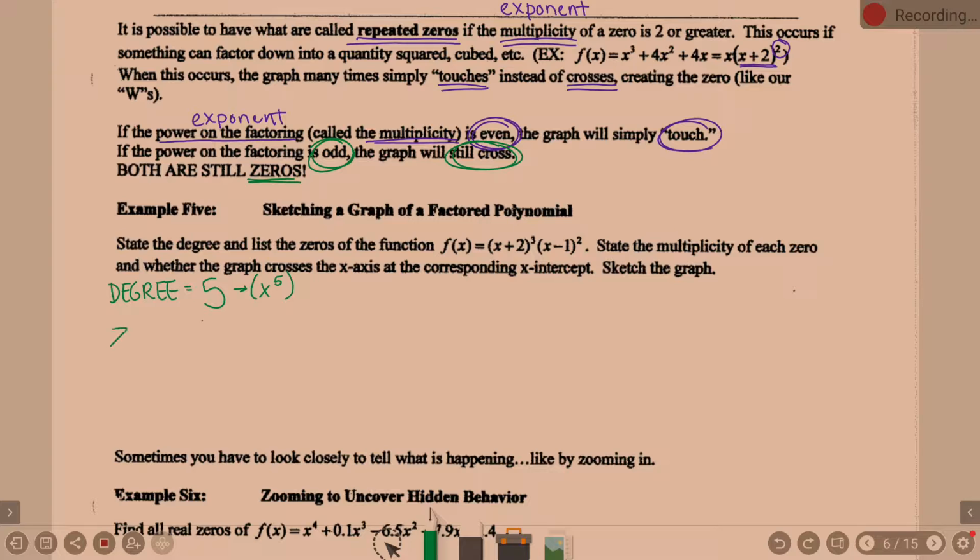Let's see. It talked about zeros. What are the zeros of my graph here? It's exactly what you know. It's easy. No work here. What are the zeros? -2 and 1, because you get them from setting each parenthesis equal to 0, correct? So I'm going to have a 0 of x equals -2 and x equals 1.